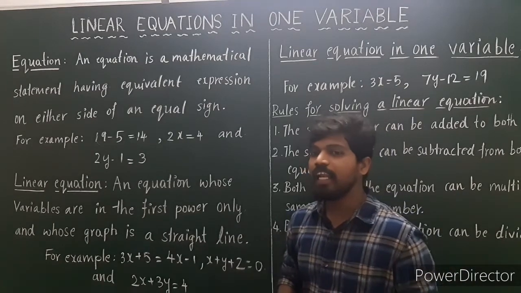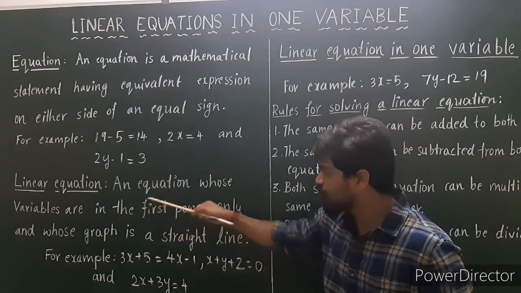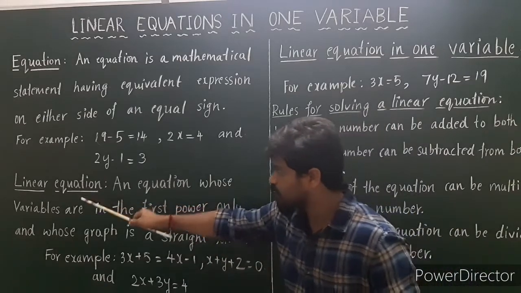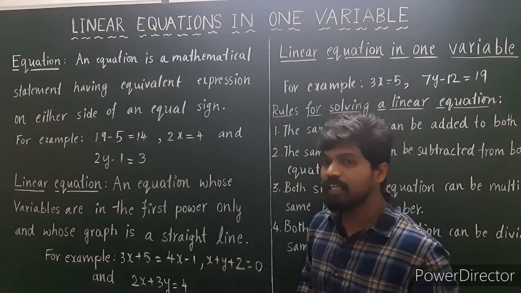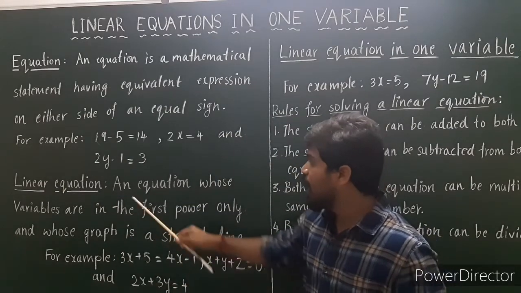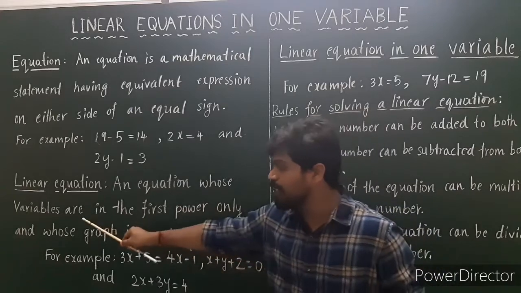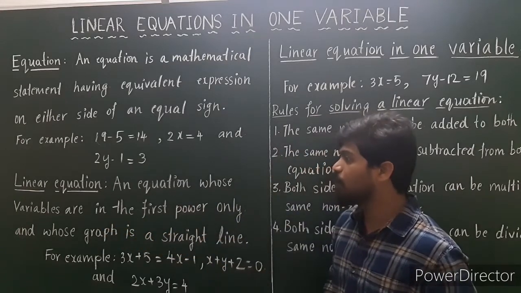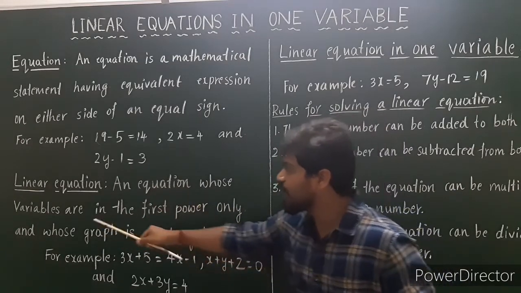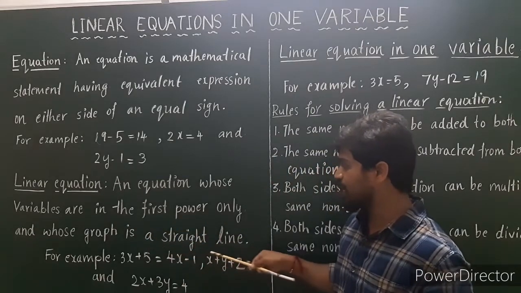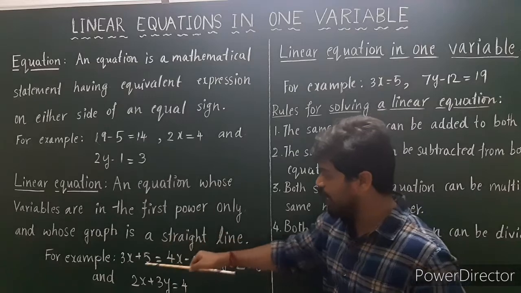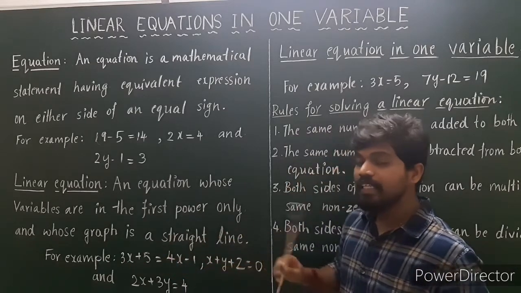Next, linear equation. The name itself denotes that linear means line. A linear equation is an equation whose variables are in the first power only, and whose graph is a straight line. If you draw the graph for this one, you get a straight line.